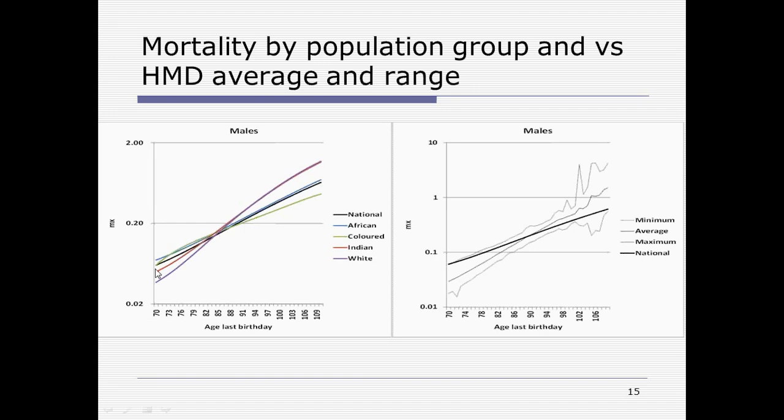The national rate slide here, this is the white population, the African fairly close to the national, this is the colored population, which is not exactly what one would expect unless you believe that the mortality is selective, and the high mortality early on and very long-living people in the population, and a comparison of our national against the maximum, minimum, and average from the Human Mortality Database, suggesting that we've still got a problem.